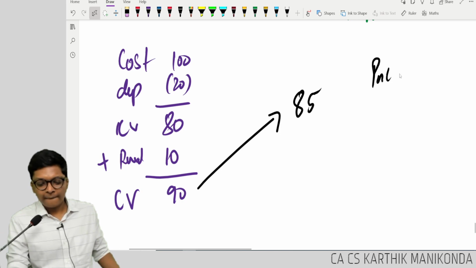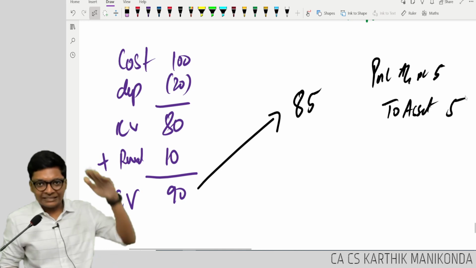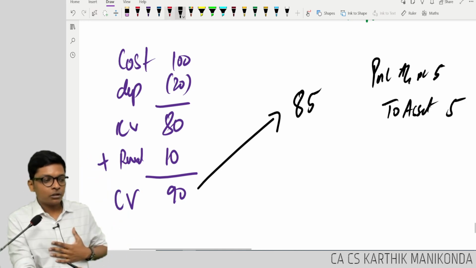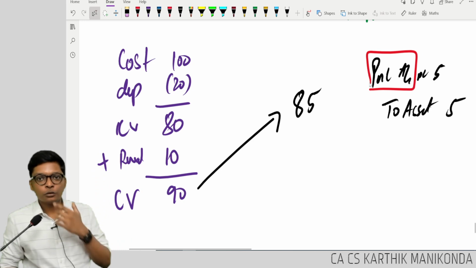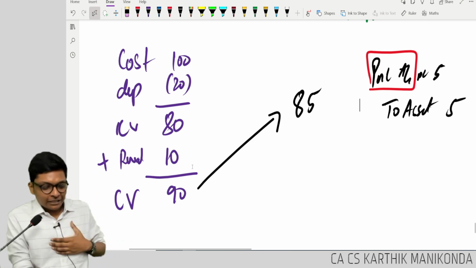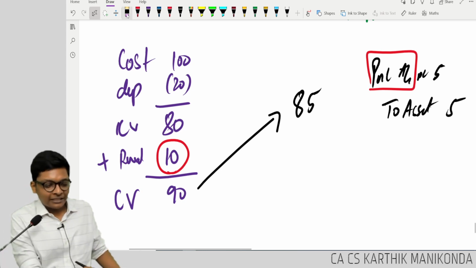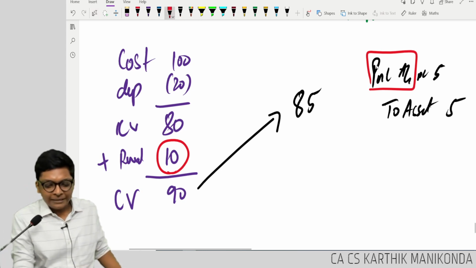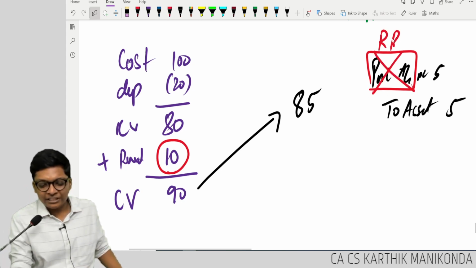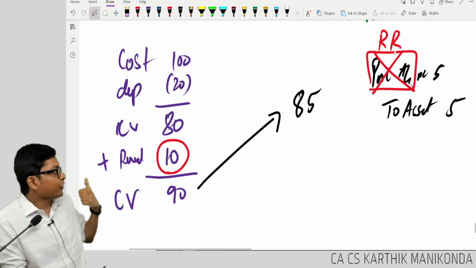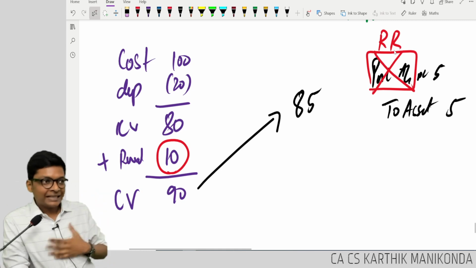P&L account, debit 5. Credit to asset, there is no doubt because asset value is coming down. Can I debit P&L? For this asset you have a balance of 10 in revaluation, therefore I will not debit P&L, I will debit the revaluation reserve or revaluation surplus account. Are you following the difference? Getting the logic?